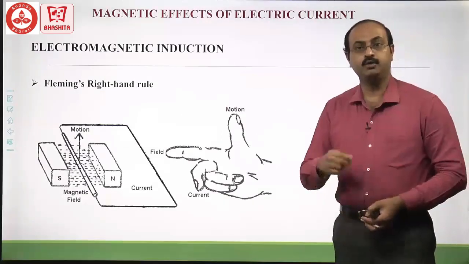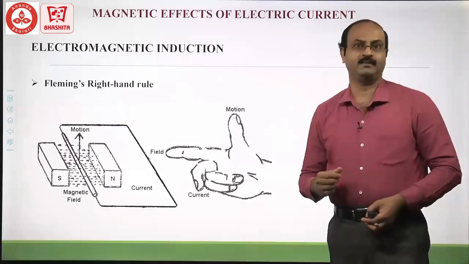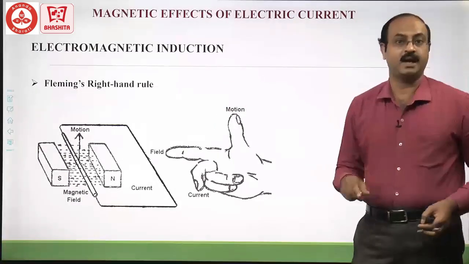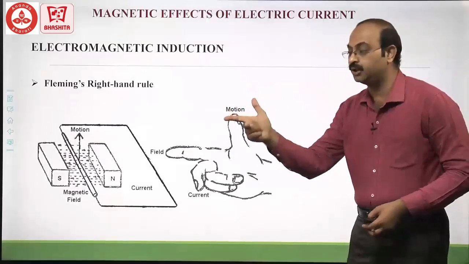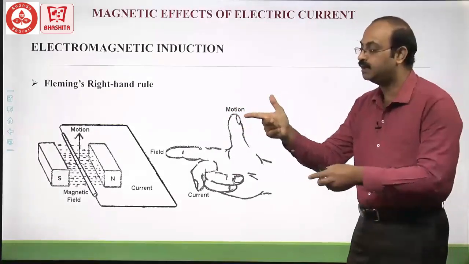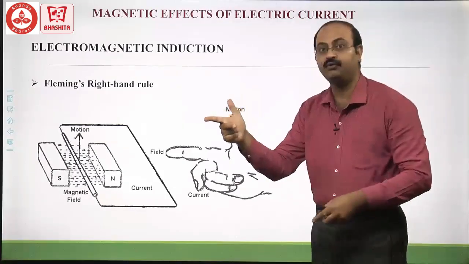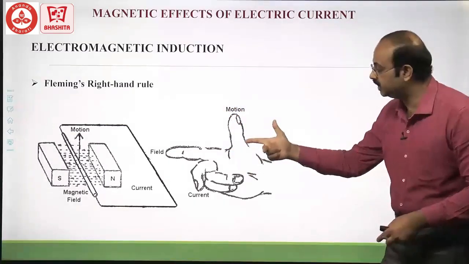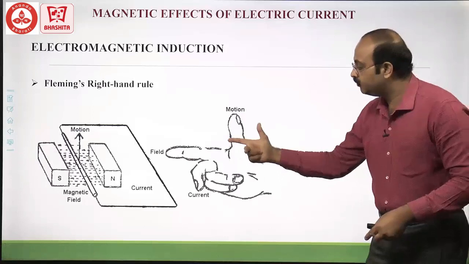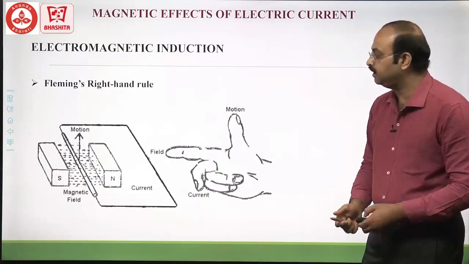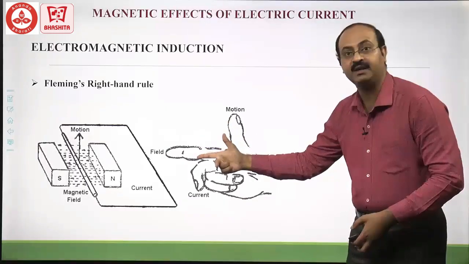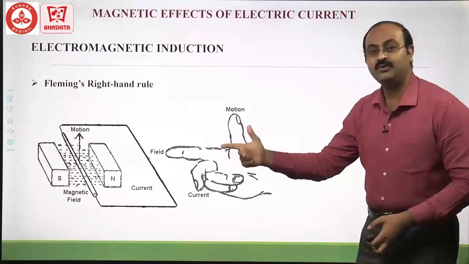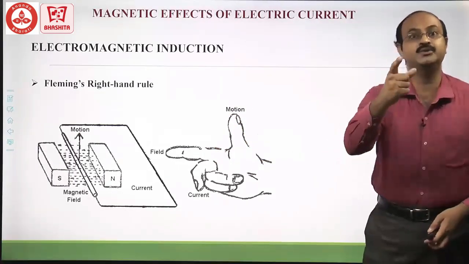Then in order to know the direction of the induced current, we will be using Fleming's right hand rule, whereby please stretch your fingers in a proper manner such that the angle between the central finger, the forefinger and the thumb is 90 degrees between any two fingers. So when you stretch your fingers, the forefinger points in the direction of the magnetic field and the thumb points in the direction of the movement of the conductor, then the central finger will give you the direction of the induced current.